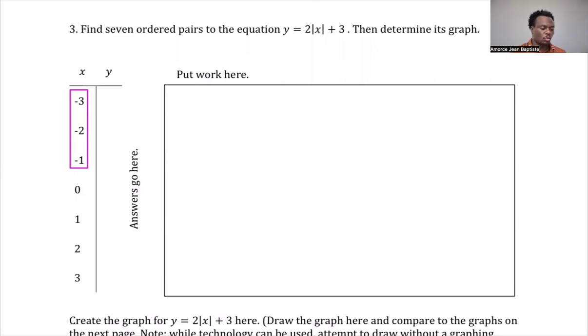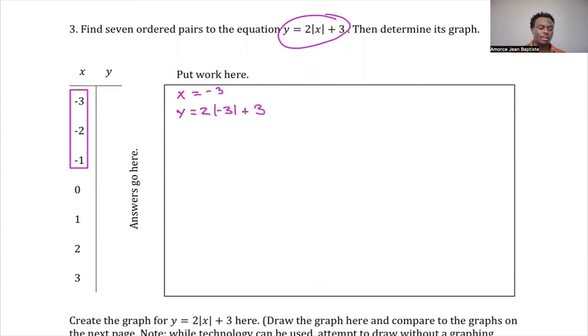So we're going to start with finding y for x equals negative 3. So what do you see? The formula for y is 2 absolute value of x plus 3. So that's 2 absolute value of negative 3 plus 3, right?